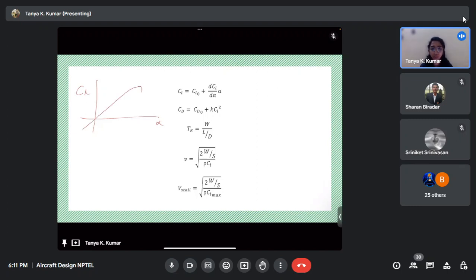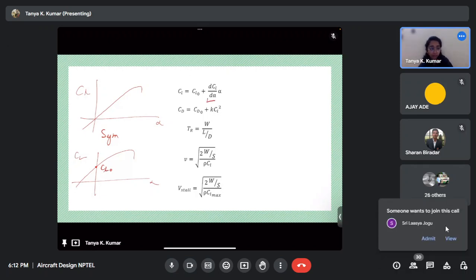Can someone tell me what CL naught is? CL at 0 degrees. And in this graph, what is the value? 0. So what kind of an airfoil will it be? Symmetric. Now if it's a cambered airfoil, how will this graph look different? CL naught will be positive, exactly. So you'll have something like this, and this is CL naught. And the slope of the graph is dCL/d alpha.